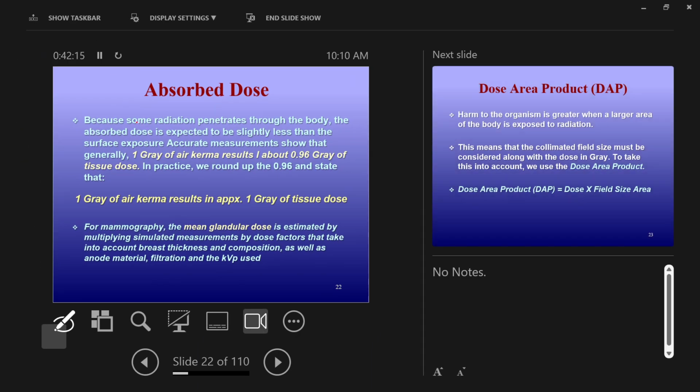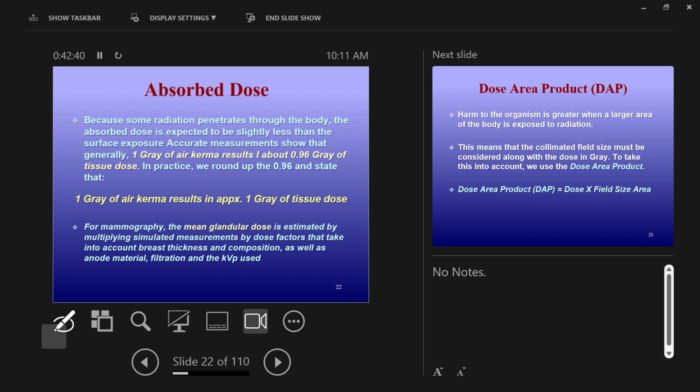Okay, so how to talk about these two separately or together? So here's the idea. Some radiation is going to penetrate all the way through the body. As I said earlier, you can be exposed to 1 gray of radiation and you won't absorb the entire 1 gray. Some of it's going to pass through the body.